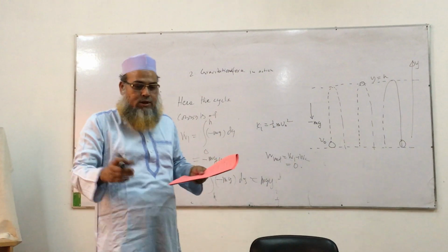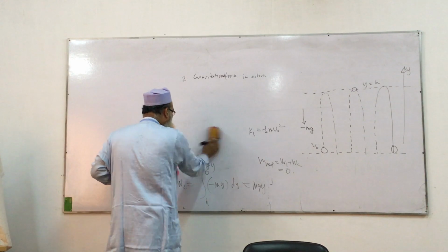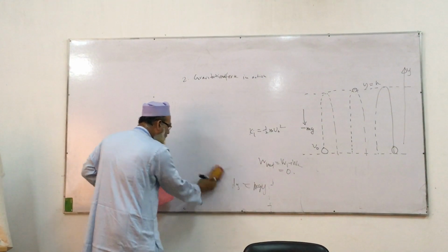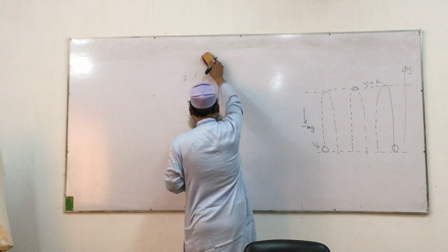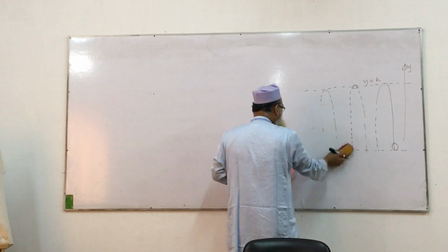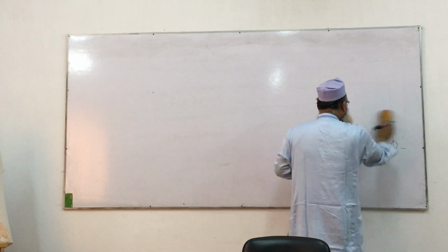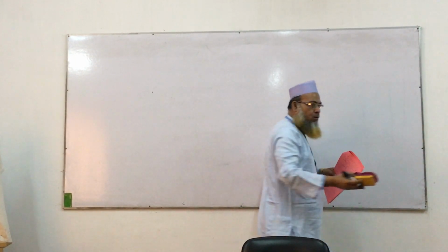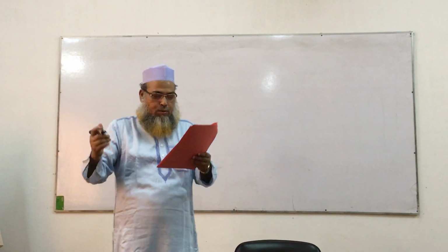In these two examples, we find the important thing that for a complete cycle, the total work done by the force, that means by the spring force or gravitational force, is 0. So we define conservative forces for this. For a complete cycle, if the total work done is 0, then the force is called a conservative force.